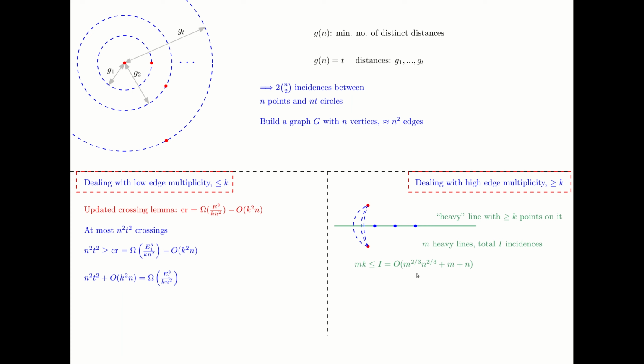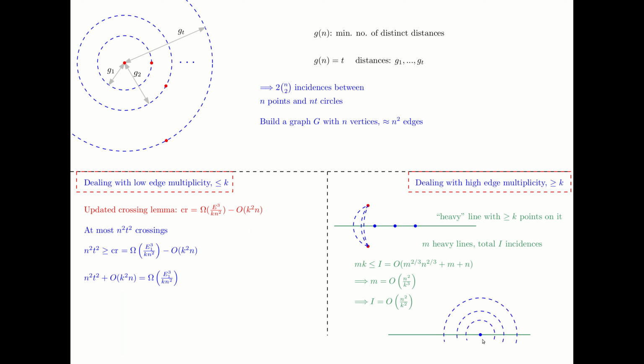However, using the Szekely theorem, we know that we have an upper bound on the number of incidences. Using this, we can conclude that m must be at most n squared divided by k cubed. By plugging m in the Szekely theorem, we can conclude that the number of incidences between the heavy lines and the points is at most n squared divided by k squared.